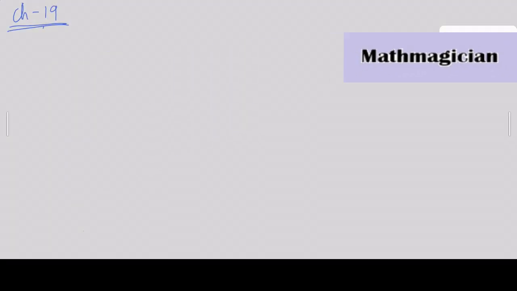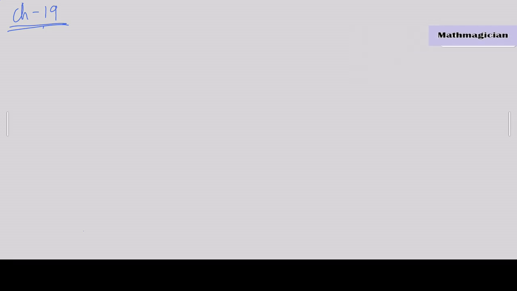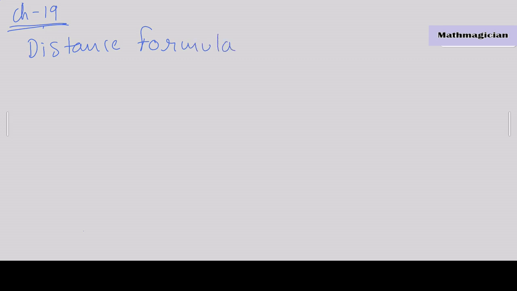Chapter number 19, Coordinate Geometry. We'll start with the very first formula, that is known as the distance formula. So here the distance formula that we are going to use is to find the distance between two given points.